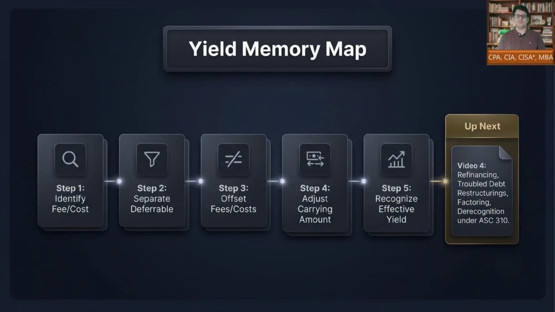Let us finish with the memory map. Identify the fee or cost, separate deferrable items from period costs, offset origination fees against qualifying direct costs, adjust the carrying amount, and recognize the deferred amount through effective yield. That is the heart of ASC 310-20. Next, we move to refinancing, modification context, factoring, and derecognition boundaries, including why the old creditor troubled debt restructuring model is not the current framework.